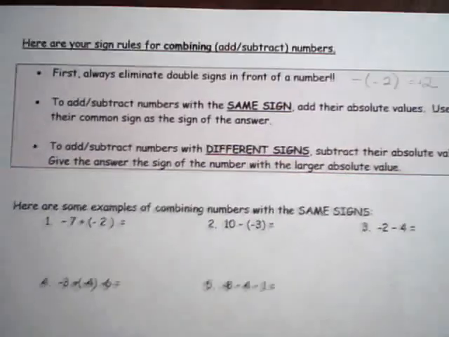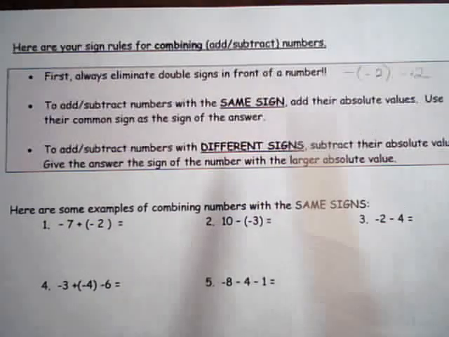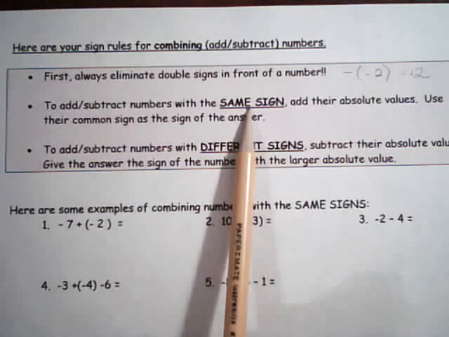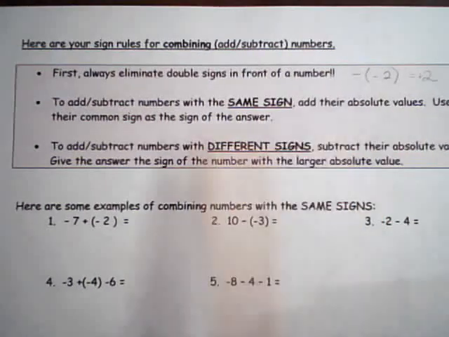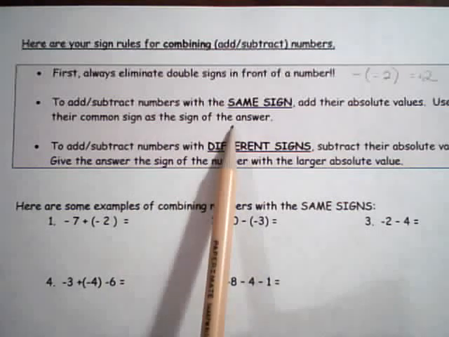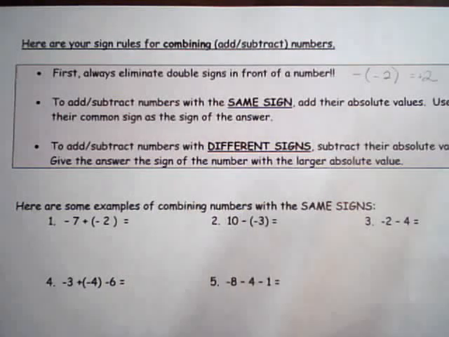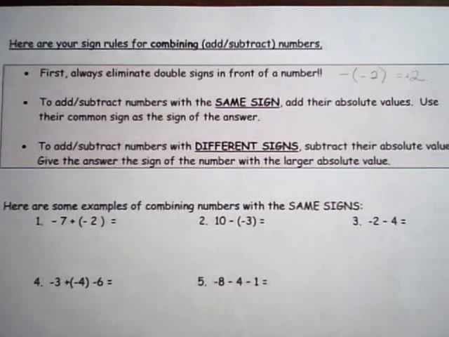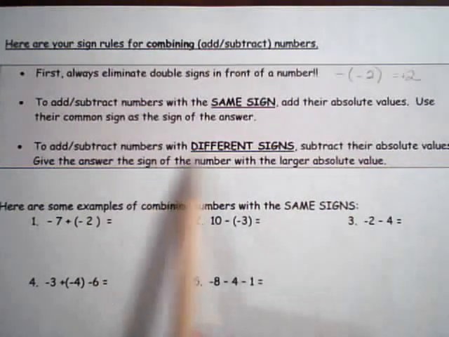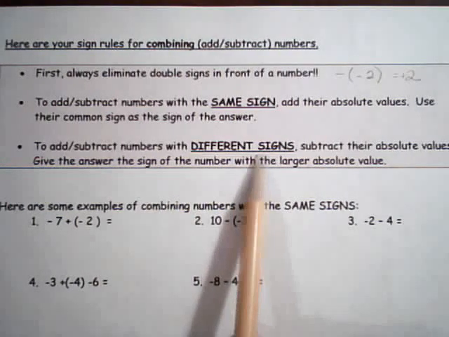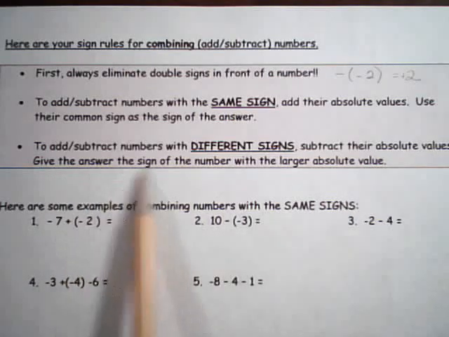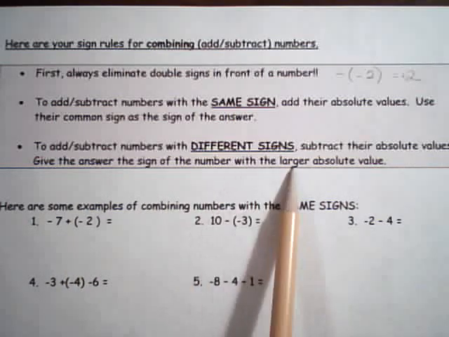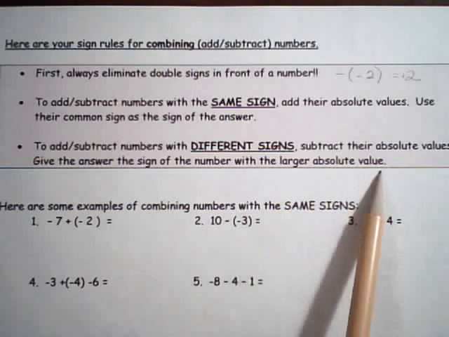The second rule is to add or subtract numbers with the same sign. You're going to add their absolute values and use their common sign as the sign of the answer. And the third rule is to add or subtract numbers with different signs. You're going to subtract their absolute values and give the answer the sign of the number with the larger absolute value.